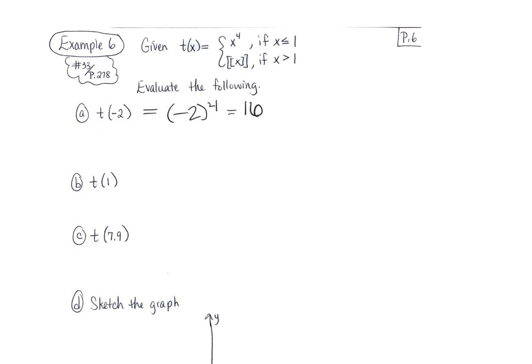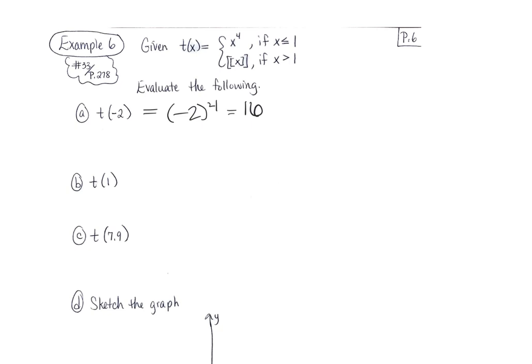Y'all get that? Because -2 times -2 is 4. 4 times -2 is -8. -8 times -2 would be positive 16. That's how you get a positive 16, not a -16.